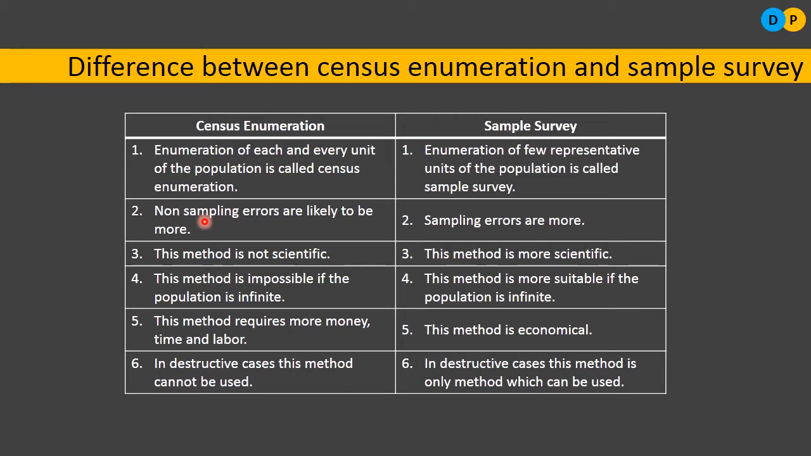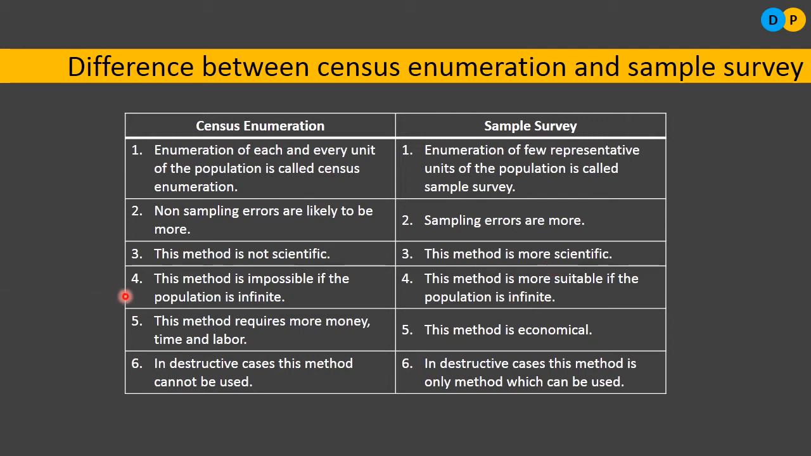The next difference, the third one: under census enumeration, this method is non-scientific. Why is it not scientific? Because we are gathering information from the entire population, so it is not a scientific one. But in the sample survey, this method is more scientific. We are only selecting a few units of the population, they are representing the population, so it is a scientific method.